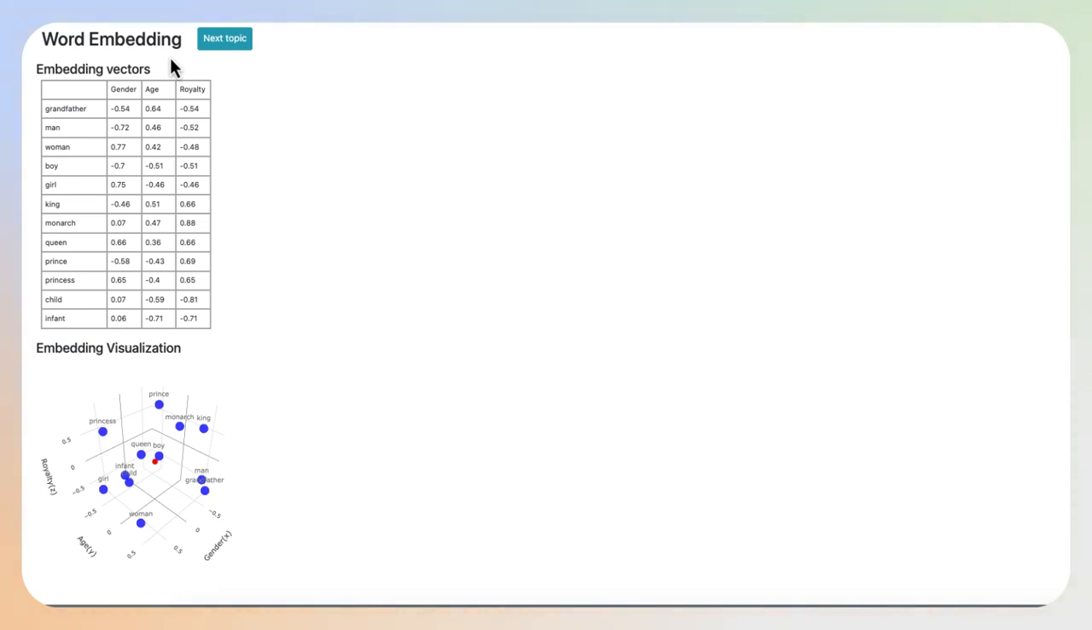Let's explore it. Here we have a super simple example of word embedding in vector form. We have a table with 3 columns, each labeled gender, age, and royalty. These columns represent the different dimensions or attributes of the words listed in the rows. These rows list different words such as grandfather, man, woman, and so on. Each row has corresponding values in these 3 columns, providing a numerical representation for that word in terms of its gender, age, and royalty attributes. These numerical values are components of the embedding vector.